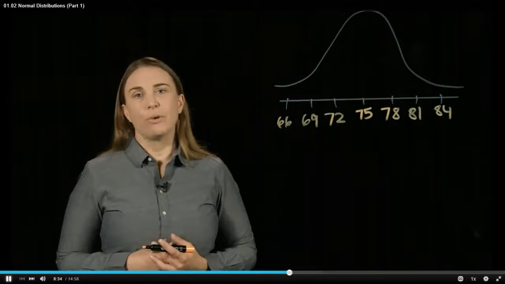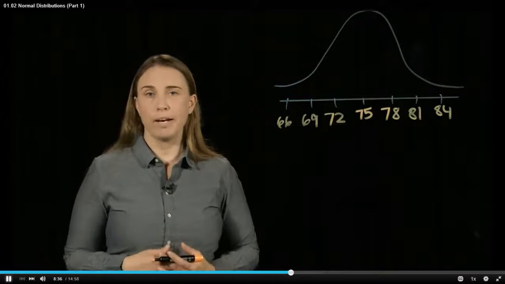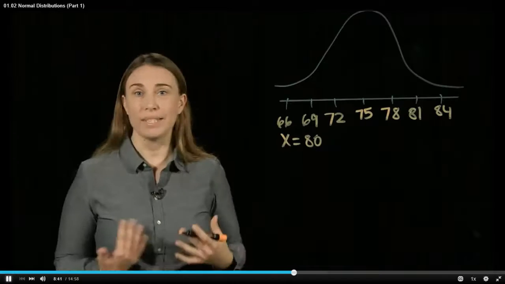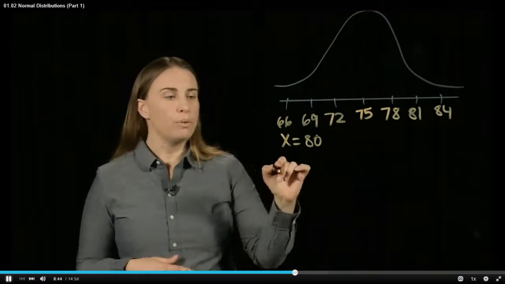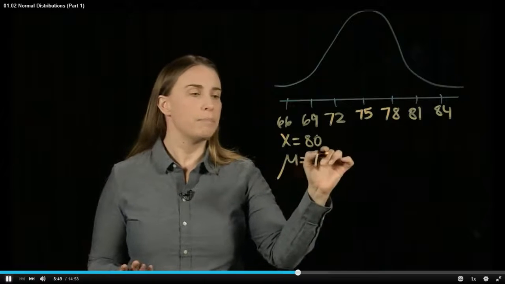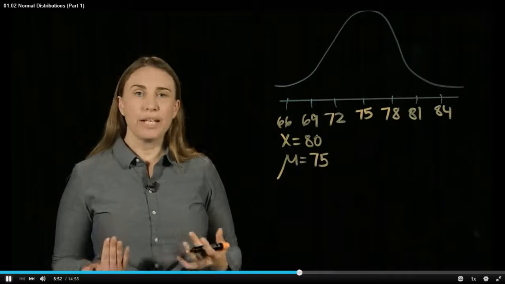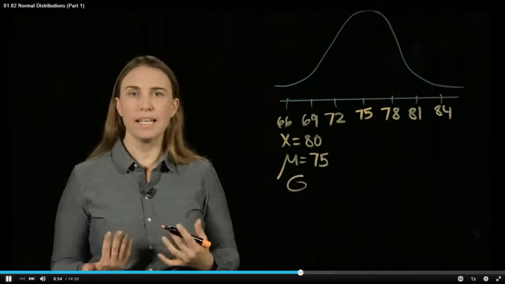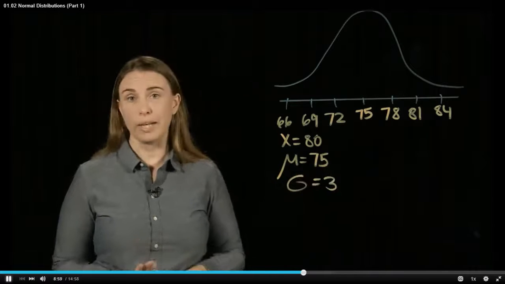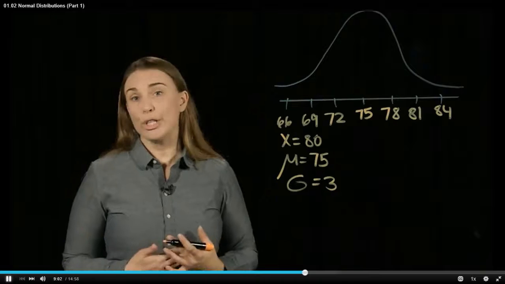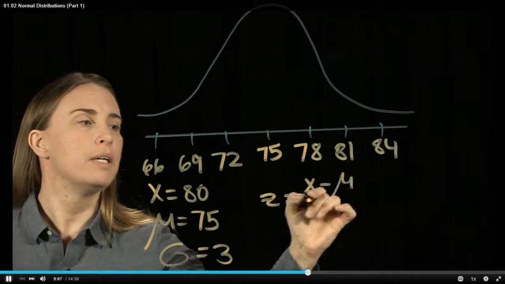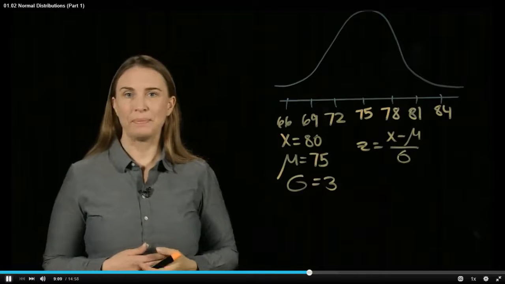In the equation for the z-score, we let x equal the amount that we want to find the probability of. So in this case, x is equal to 80. The Greek letter mu, which looks like this, represents the mean, which in this example is 75. And the Greek letter sigma, which looks something like this, is the standard deviation. And for our example, the standard deviation is 3. So the z-score is found using the equation z is equal to x minus mu divided by sigma.